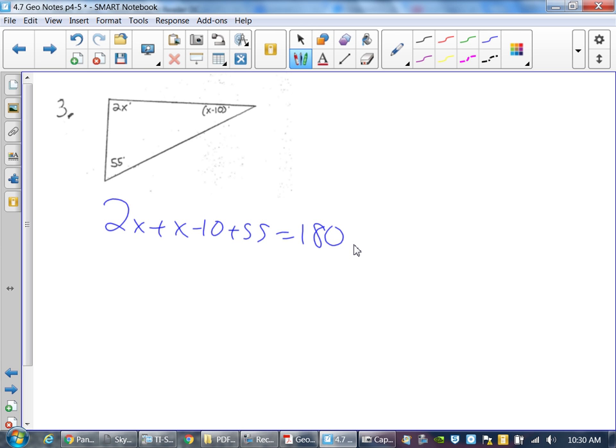So you get 3x plus 45 is 180. Subtract the 45, 135. Divide by 3 and you get what? 45.